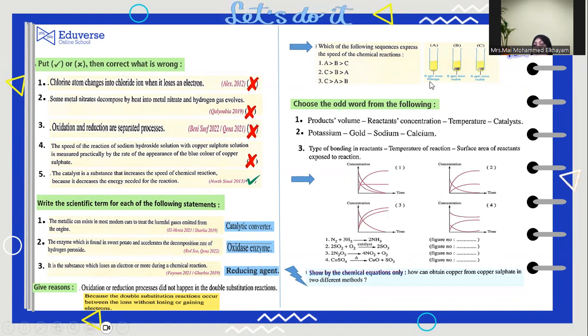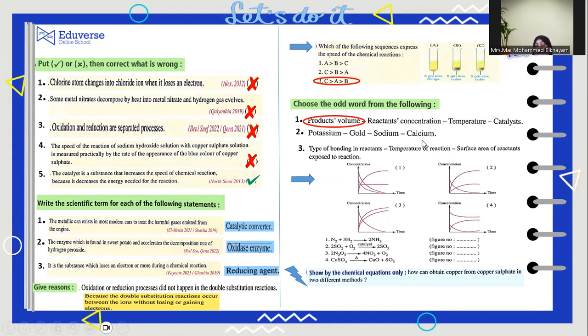While here, because I have fillings, by increasing the surface area, it is more active or it will react faster than B. So the correct sequence will be C, more than A, more than B. Choose the odd word. Products volume, reactants concentration, temperature, and catalysts. For sure, products volume. All of the others are factors affecting rate of chemical reaction.